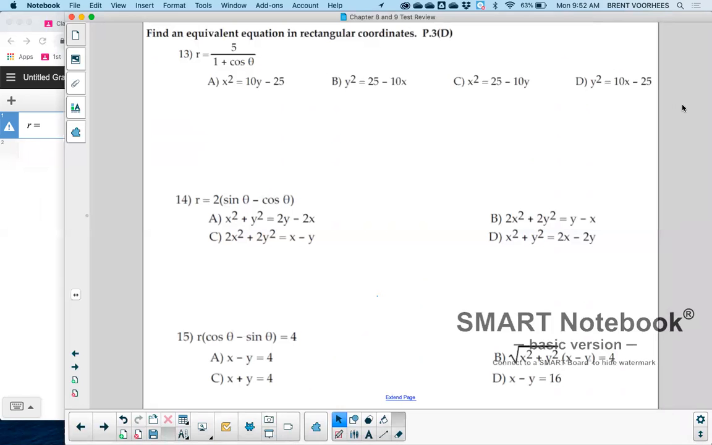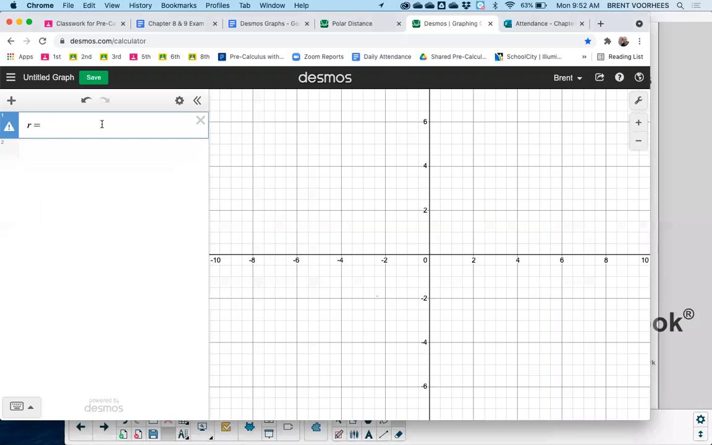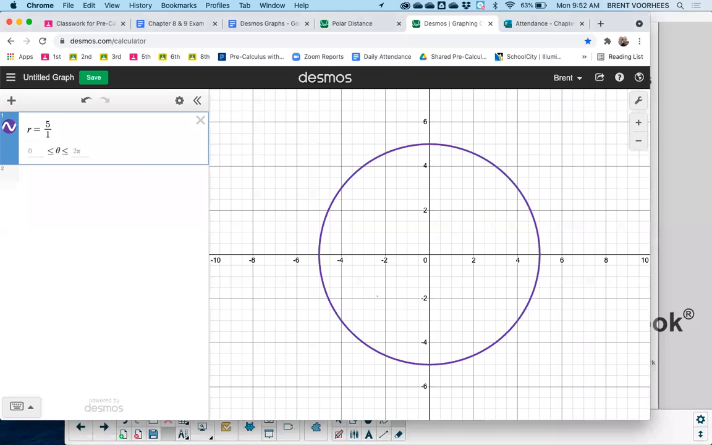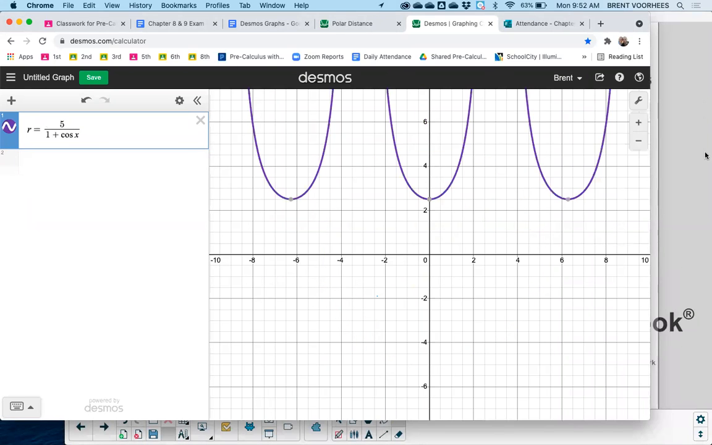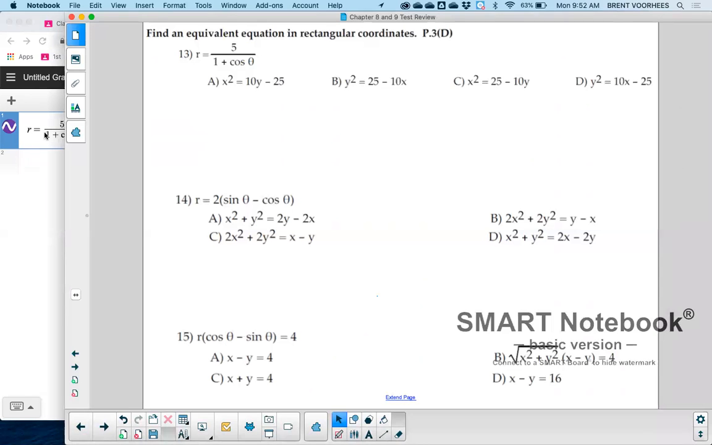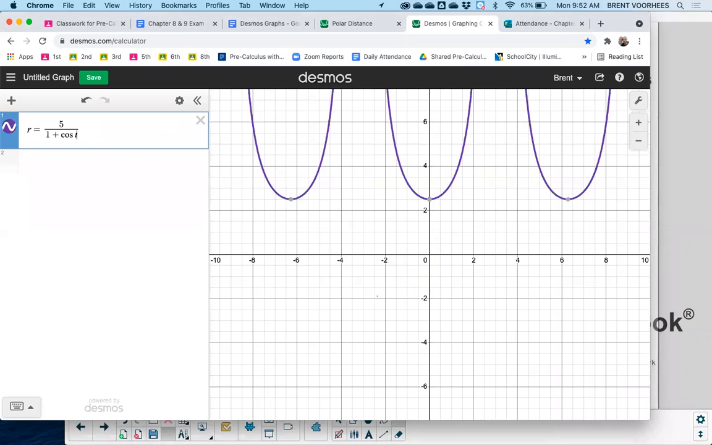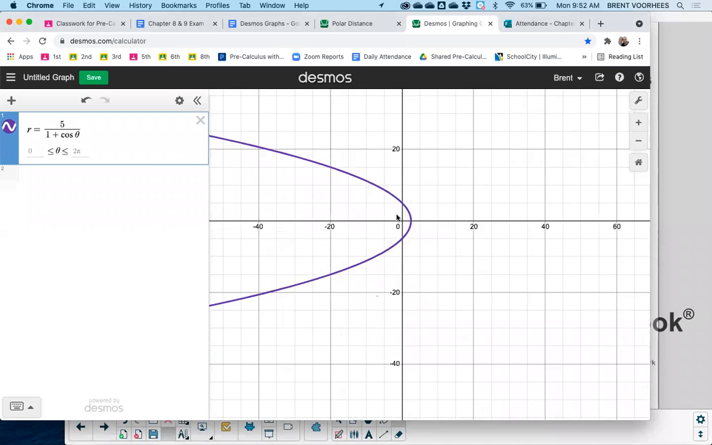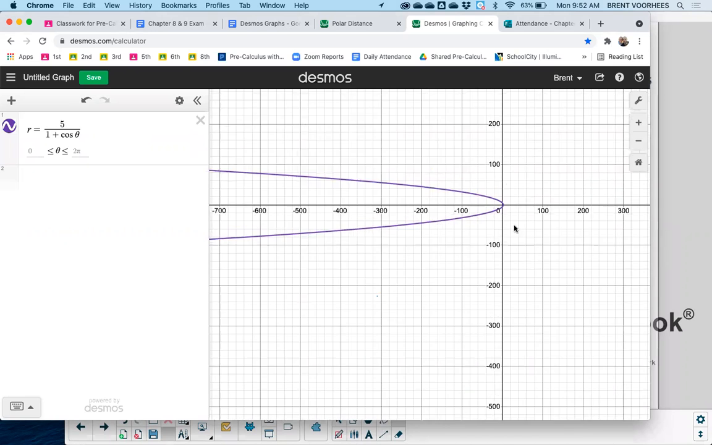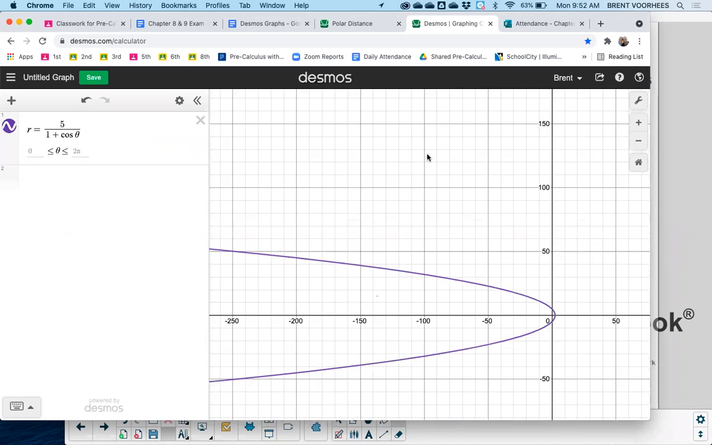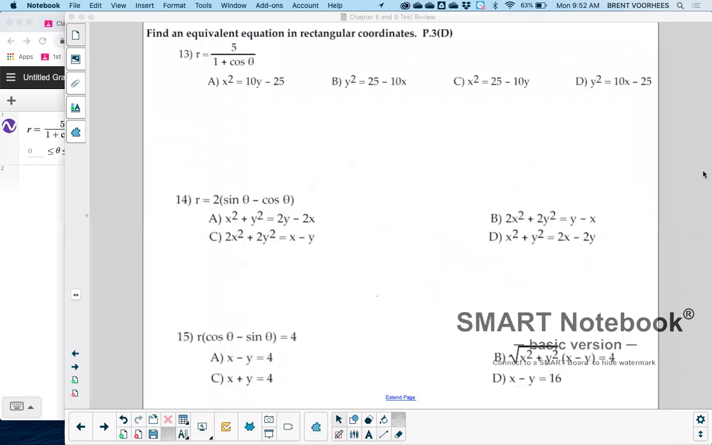R equals 5 over 1 plus cosine. Oops, I put an x. I shouldn't do an x. I should do a theta. There we go. So there's the graph. It looks like it's a parabola. And now we'll just type in our answer choices until we find the correct parabola.